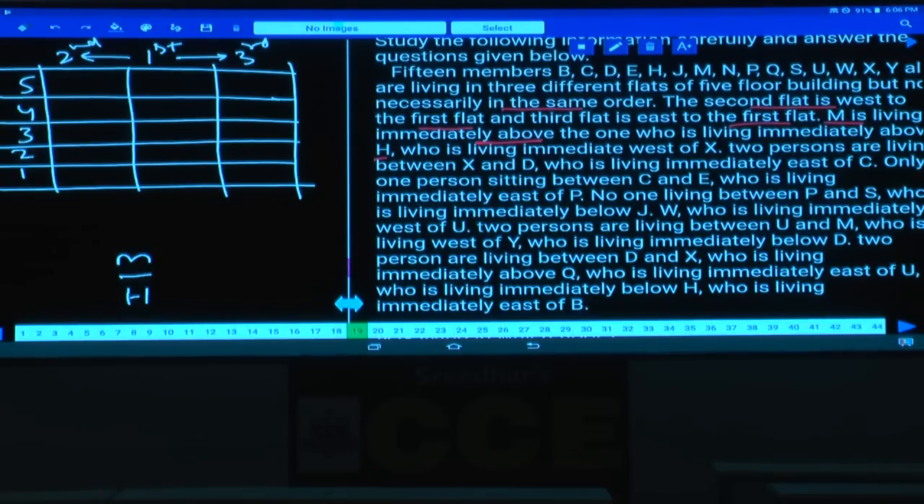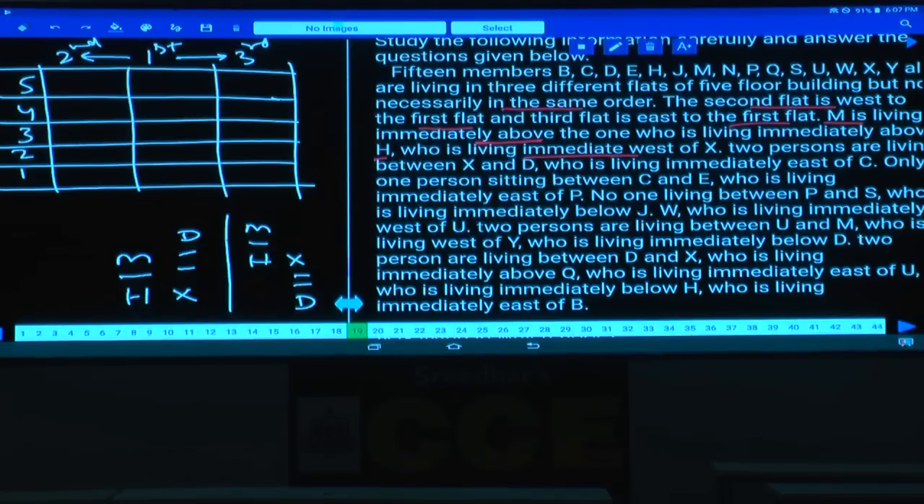H is living immediate west of X. Now this H is living immediate left hand side of X, isn't it? Immediate west of X. 2 persons are living between X and D. As 2 persons are living between X and D, now X and D, 1, 2, D can be here, that is one possibility. Then what is the other possibility here? M blank H, X is here, and 2 persons between X and D, D will be here. Is the second case possible?